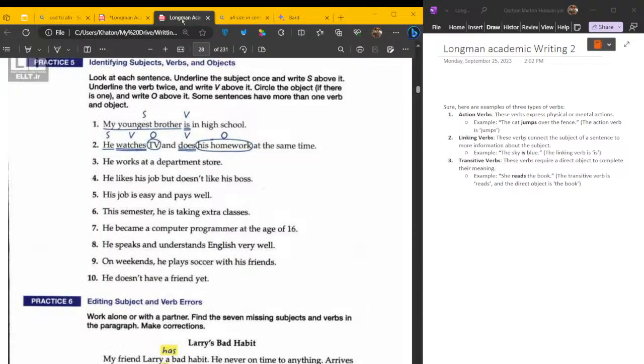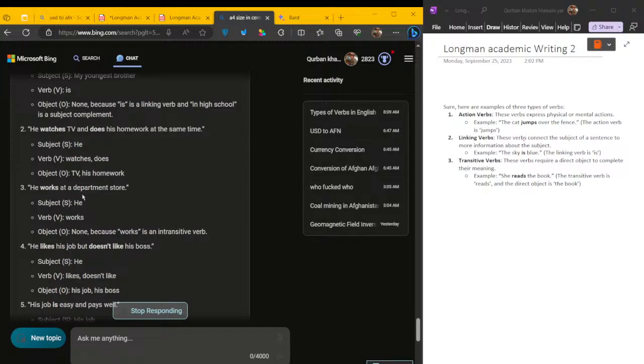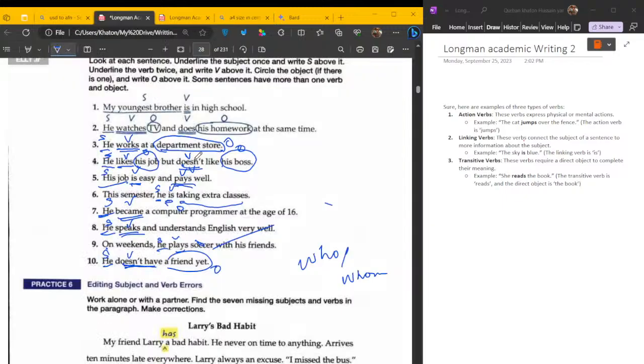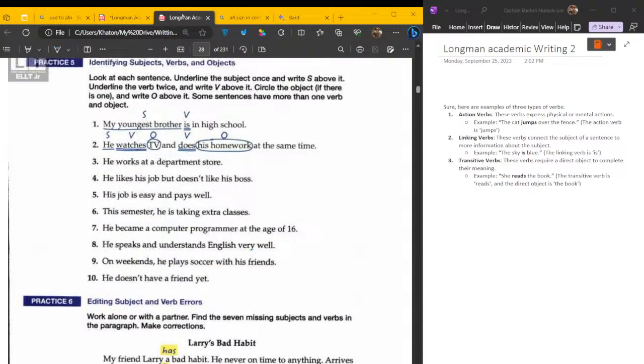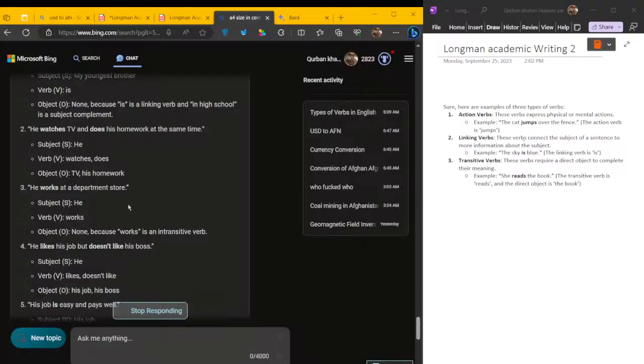Let's see the third one. Okay, so what did I say? He works, and no object. The third one, he works at a department store. Watches TV, does his homework, and works at a department store. How come there is no object in the department store? Because works is an intransitive verb. This is an action, but not transitive.